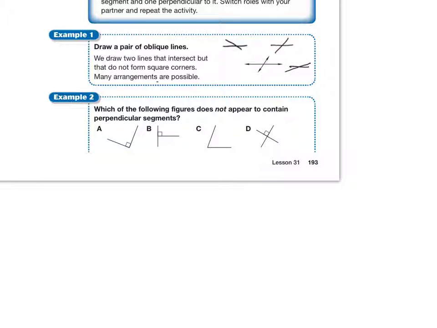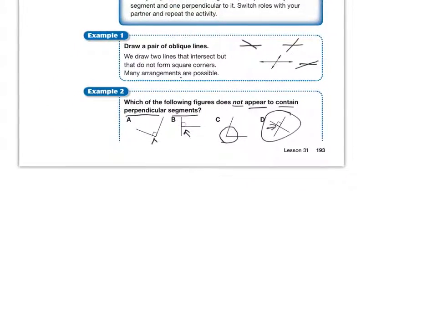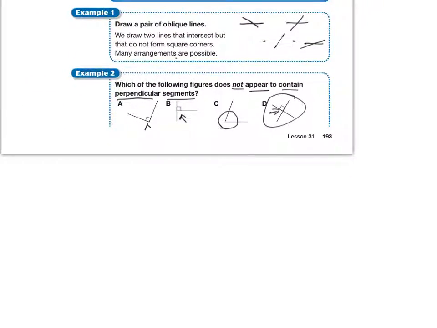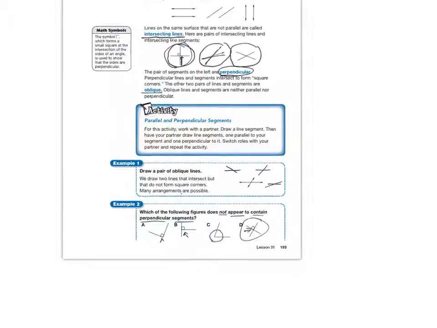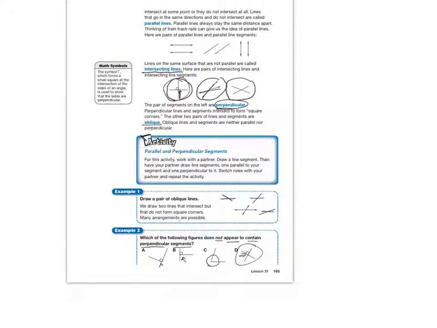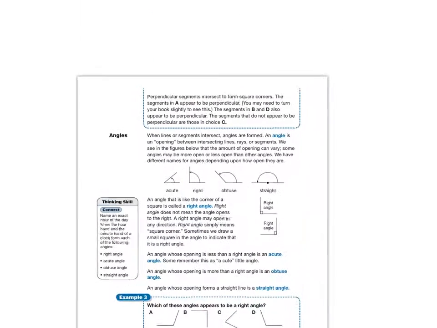Which one of these figures does not appear to contain perpendicular segments? Looks like it's just this one. Notice this special mark here. Square. Anything that's square is 90 degrees. So even though this one's on its side, it has that 90-degree mark, so it's still perpendicular, not oblique. One more. Which one's perpendicular? This is perpendicular. This is perpendicular. This is perpendicular.